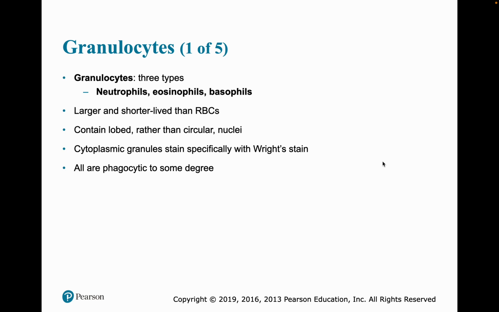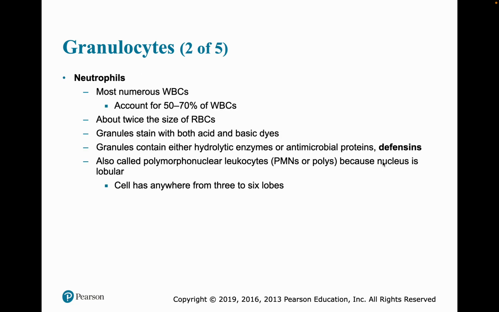So neutrophils, eosinophils, and basophils are larger, shorter lived than red blood cells, so less than 120 days. They contain lobed rather than circular nuclei. The cytoplasmic granules stain specifically with Wright's stains, and these are all phagocytic cells, at least to some degree. The most numerous would be the neutrophils, about 50 to 70% of white blood cells. They are approximately twice the size of a red blood cell.